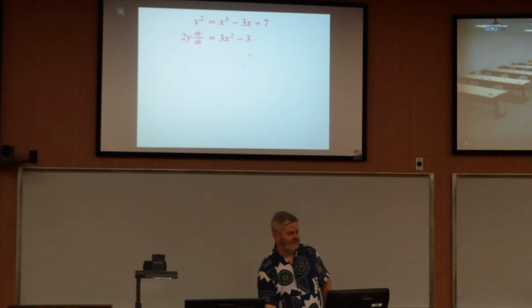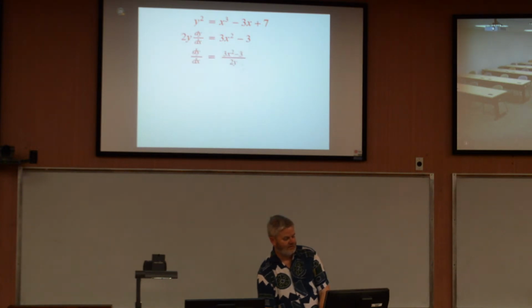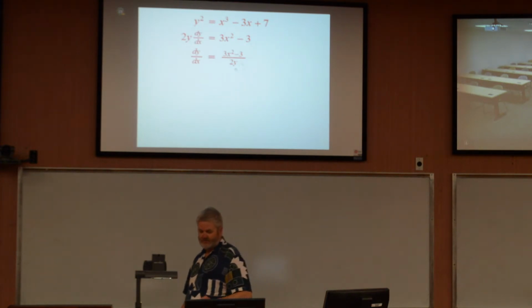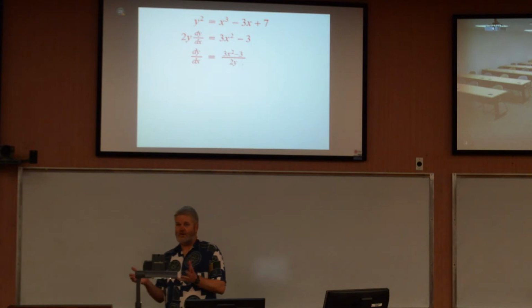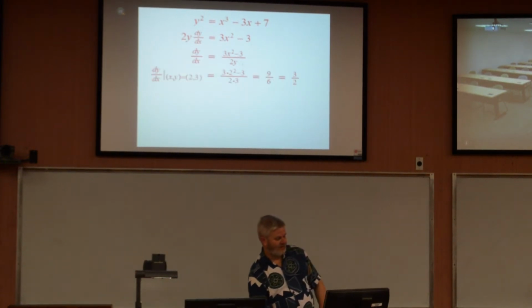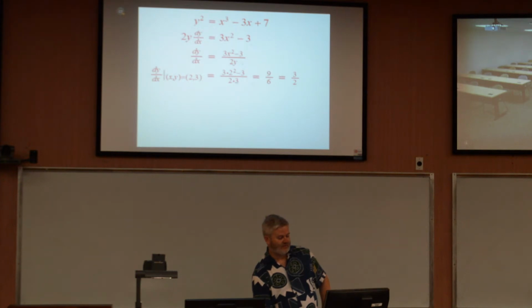Then we'll solve for dy/dx, and that's not so hard because all we have to do is divide both sides by 2y, and that gets dy/dx by itself. The derivative of a function tells you the slope of the tangent line at any point. So if we plug in our point 2, 3, that'll tell us the slope of the tangent line. If you plug in 2 for x and 3 for y, we get 12 minus 3 is 9, and 6 in the denominator, and that reduces to 3/2.